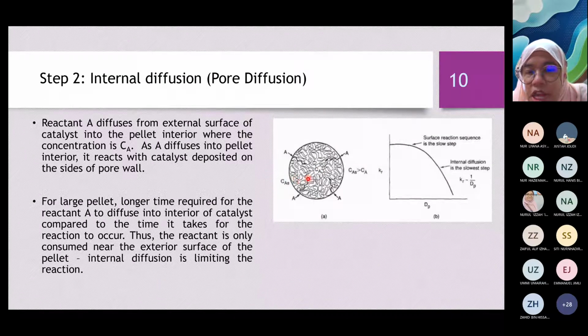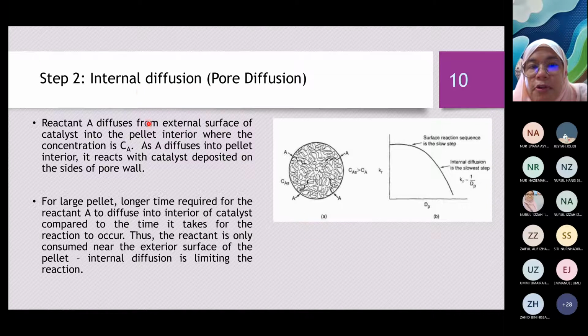Why is the transportation from the external surface to the internal surface slow? Because of the size of the catalyst. Thus, the reactant is only consumed near the exterior surface of the pellet. Internal diffusion is limiting the reaction. Which reaction is slow will become the limiting step of the reaction. So, earlier, if the mass transfer is slow compared to the reaction at the external surface, therefore mass transfer from the bulk fluid will limit the reaction.